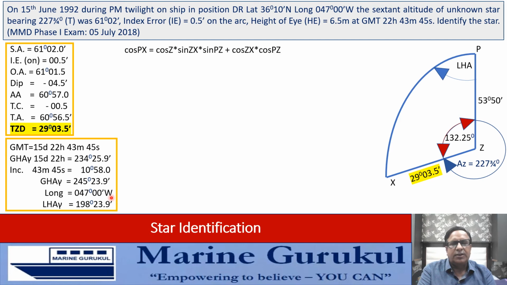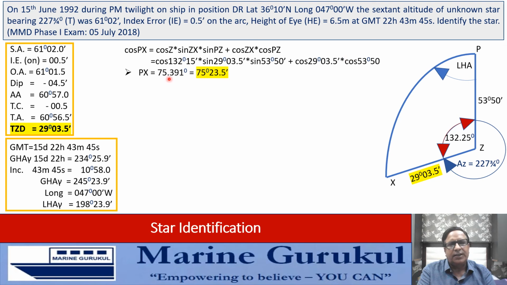Now we apply the cosine formula to calculate side PX. We write the formula, put the value of all the known parts, and when we solve, we get PX as 75 degrees 23.5 minutes. Now as PX is less than 90 degrees, 90 minus PX will be the declination, and it shall be the same name as latitude, which is north. So the declination shall be 14 degrees 36.5 minutes north.